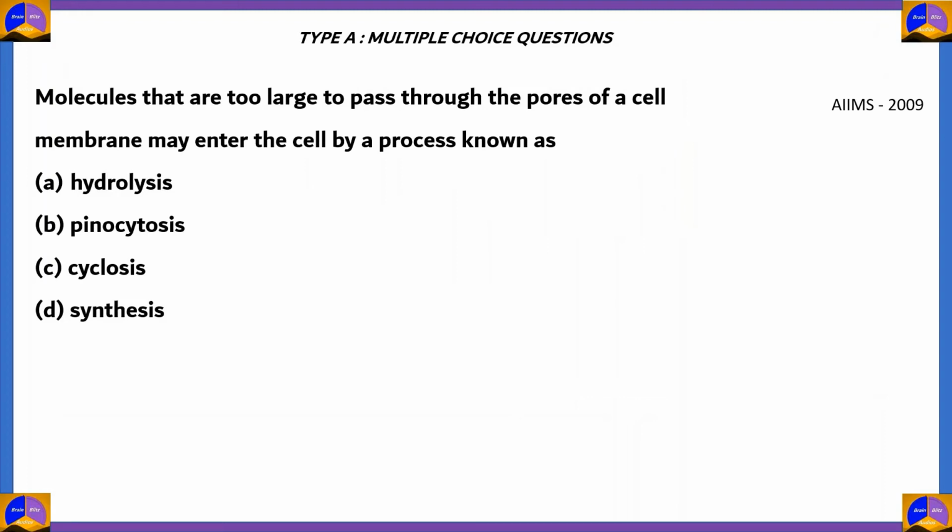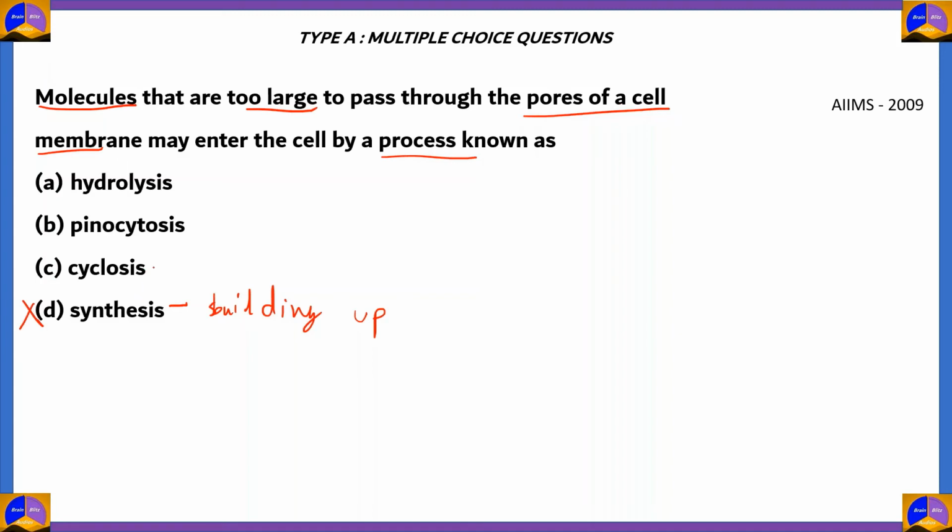Next question. Molecules that are too large to pass through the pores of a cell membrane may enter the cell by a process known as hydrolysis, pinocytosis, cyclosis, or synthesis. So let's look at each of our options. Option D, synthesis. This is the building up of molecules. So synthesis is making molecules, building up molecules. So option D is incorrect.